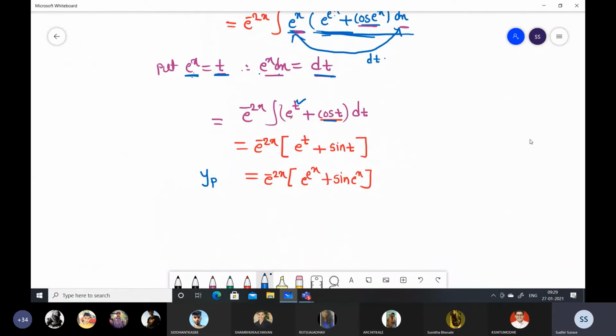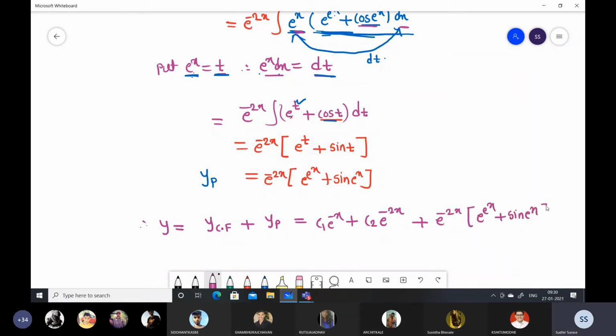So this is yp, and now finally we have, therefore y is equal to ycf plus yp. Now YCF we already got. It is C1 e to the power negative x plus C2 e to the power negative 2x. And here we have YP, e to the power negative 2x and e to the power x plus sine e to the power x. This is the general solution.